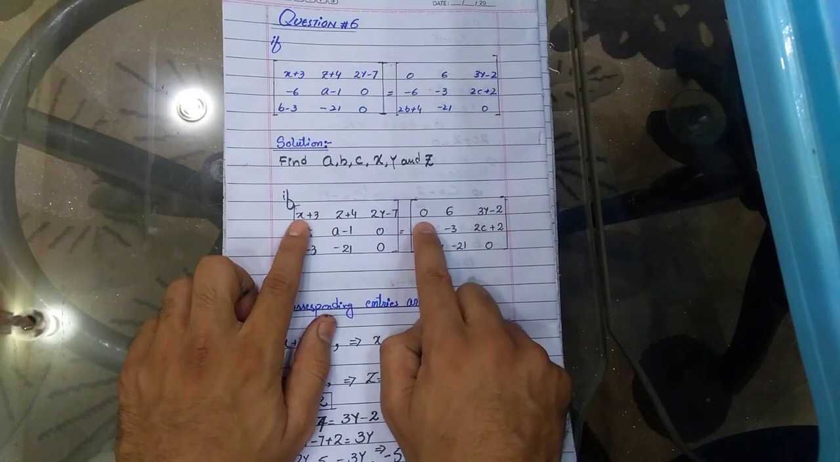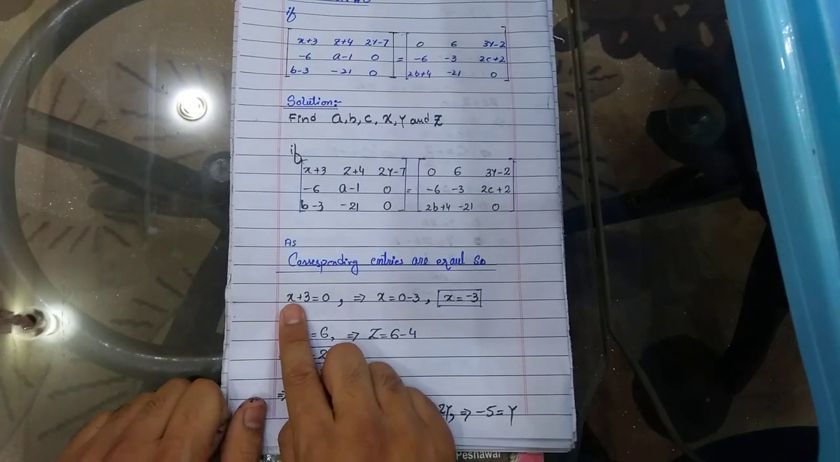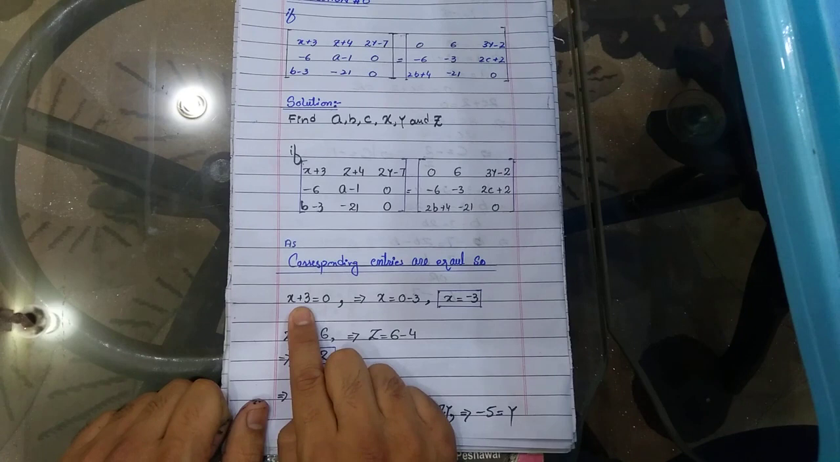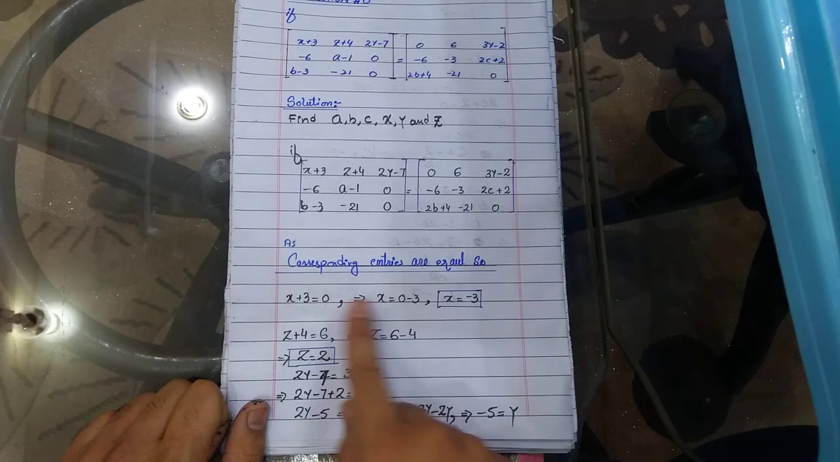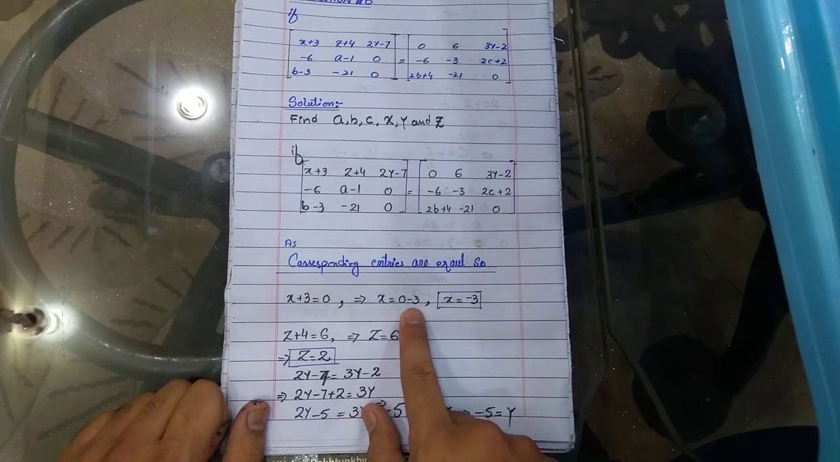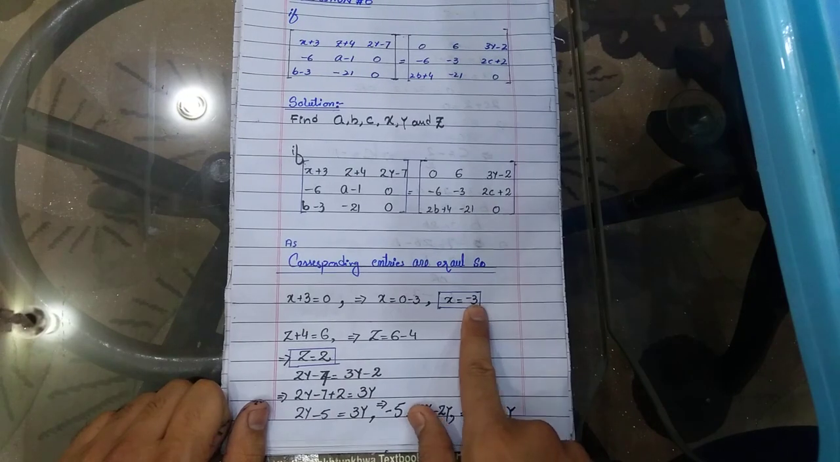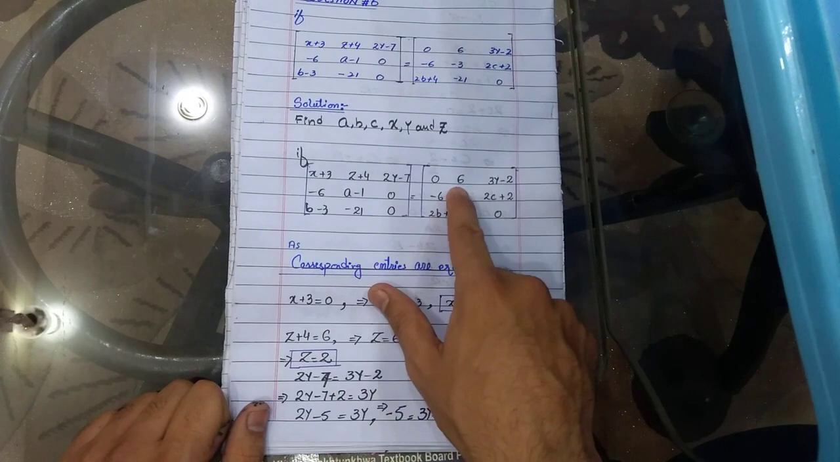x plus 3 is equal to 0. So look here student, we have to find the value of x. So with x we have plus 3. To get rid of this plus 3, you can subtract 3 from both sides, or this 3 was adding here, by shifting it there, we can say that 0 minus 3 will give you x is equal to minus 3. Over to the next, z plus 4 is equal to 6.